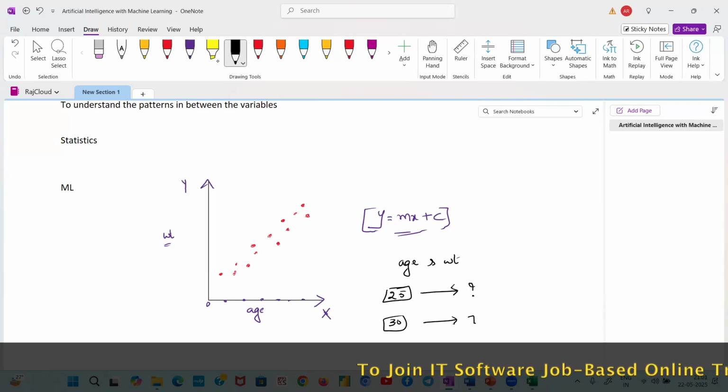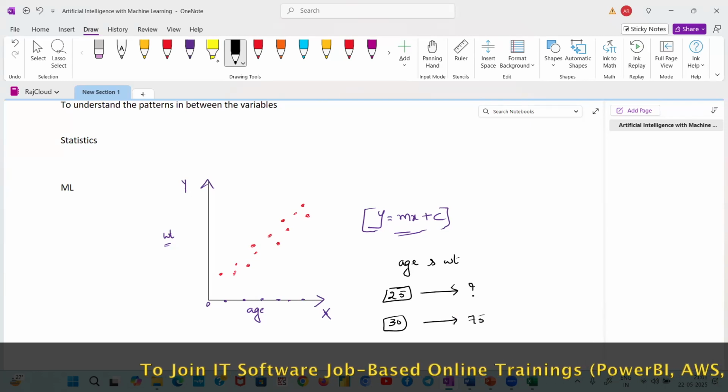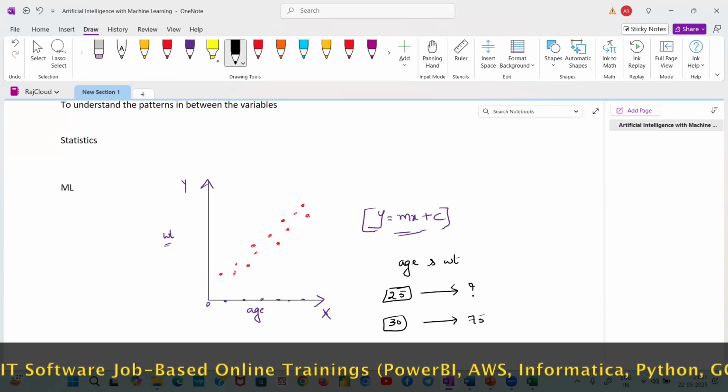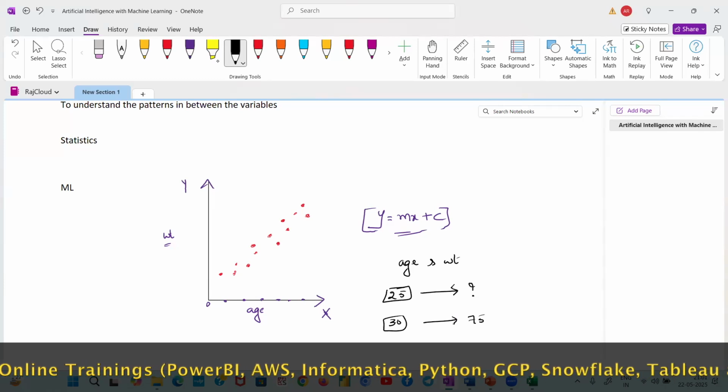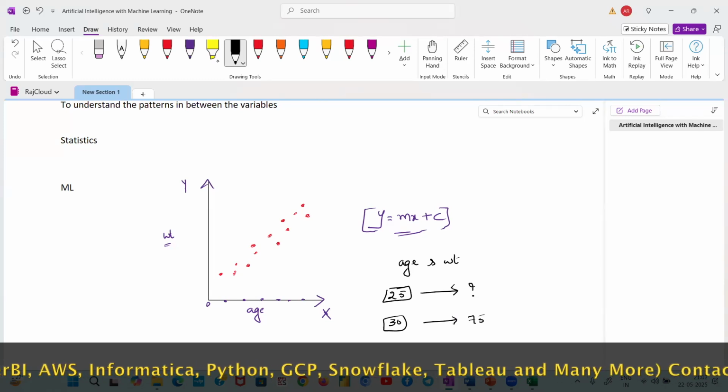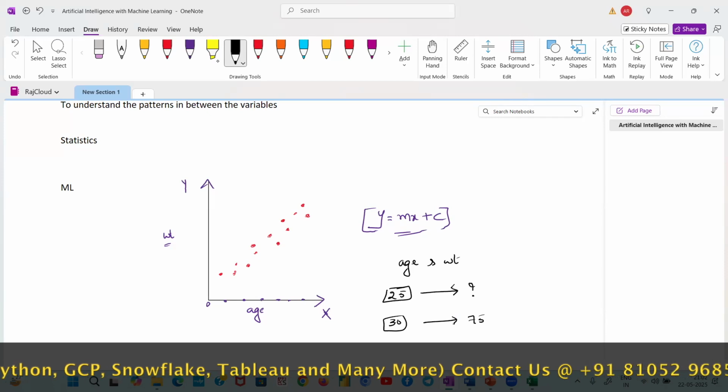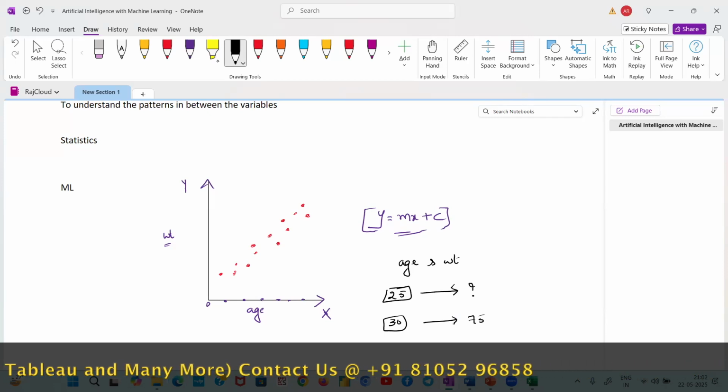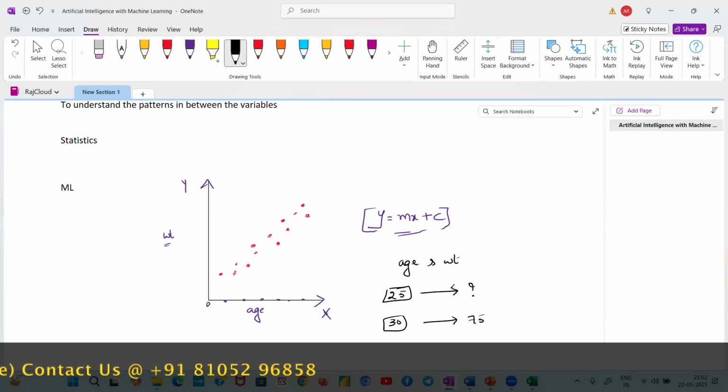Probably he will be around 75. I'm just roughly telling. So that capacity that we are making our machine train, that kind of knowledge that we are going to give into your machine, is the prediction power.